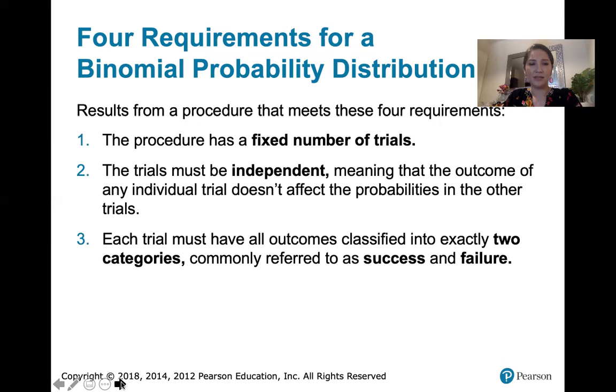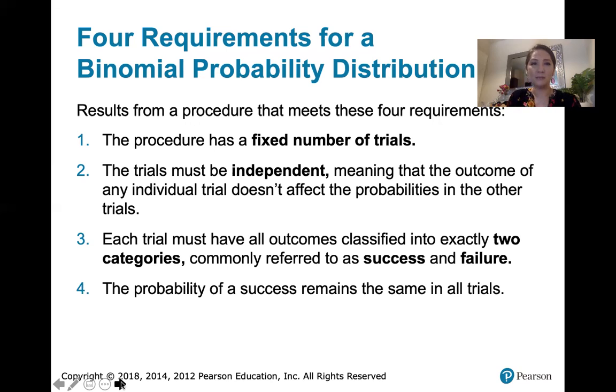The third requirement is that each trial must have all outcomes classified into exactly 2 categories. That's why we call this a binomial probability distribution, because there are 2 categories. Typically, we call those categories success and failure. We say if this happens, we're going to count that as success. If anything else happens, we're going to count that as failure. You don't have multiple outcomes, or if you do have multiple outcomes, you've classified them into these 2 groups. You're thinking of the outcomes as being either success or failure.